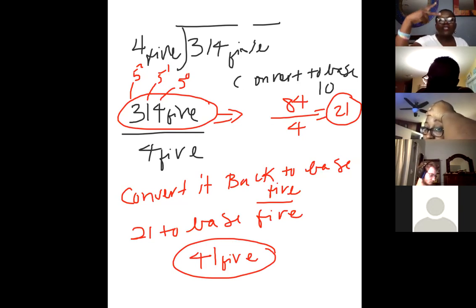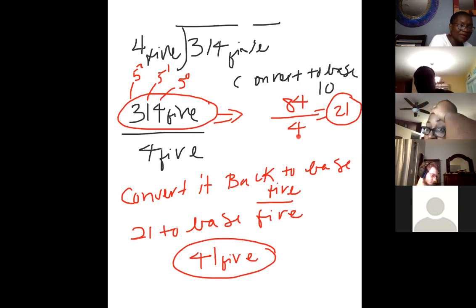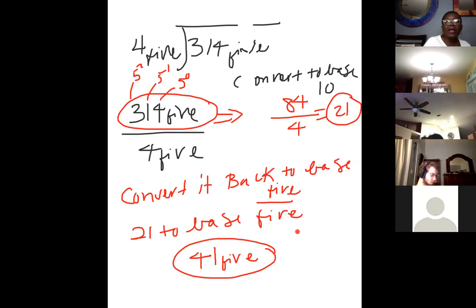Okay, so this is a 2-step problem. We took the original problem, converted it to base 10, which gave us 84. We did our division in base 10: 84 divided by 4 is 21 in base 10. Then we take that 21 and convert it to base 5, the original base we started with. How do we do it? 5 goes into 21 4 times with 1 left over. And so the answer is 41 in base 5.